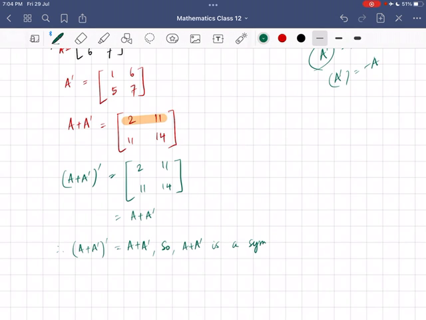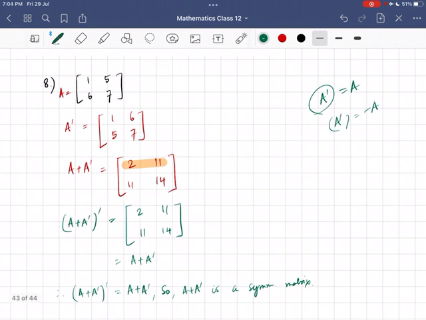So this one is a symmetric matrix. Now we're going to do A minus A transpose. So if you do A minus A transpose and see what you get. So A minus A transpose, that will be equal to what? So I'm doing subtraction now. 1 minus 1 becomes 0. 5 minus 6 is minus 1. 6 minus 5 is 1. And 7 minus 7 is 0.